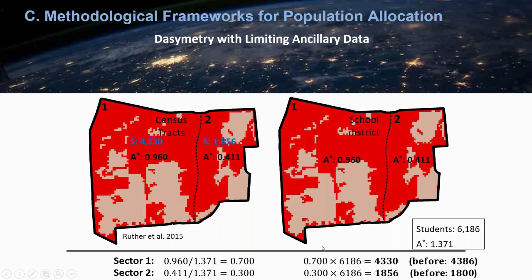For sector 2, we do the same thing, come up with a value that's slightly higher than in the case before. So this makes it very obvious what the effects of spatial refinement can be in the simplest case of dasymetric modeling, just using a limiting variable.